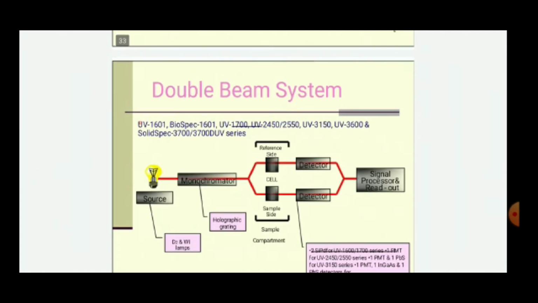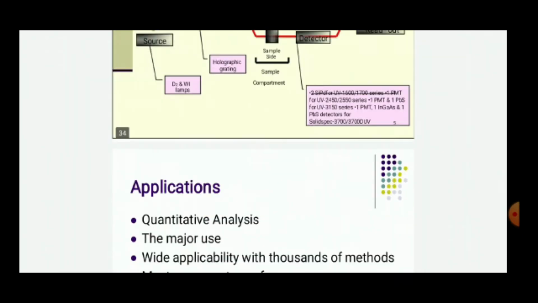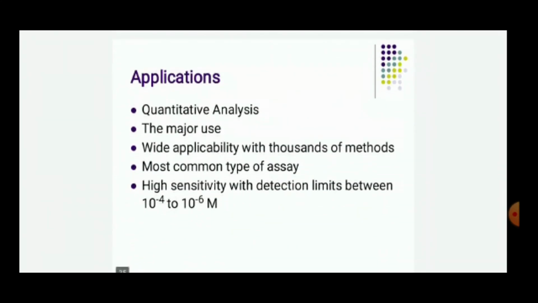In double beam, we have simultaneous detection. You can see the two sample cells. One is called the reference side, and one is called the sample side. Every time the reference will be kept inside it, so your instrument will itself subtract the absorbance given by the blank, and you will have a final absorbance given by the sample. So that is the double beam system. These are a few applications of UV visible spectrophotometer.